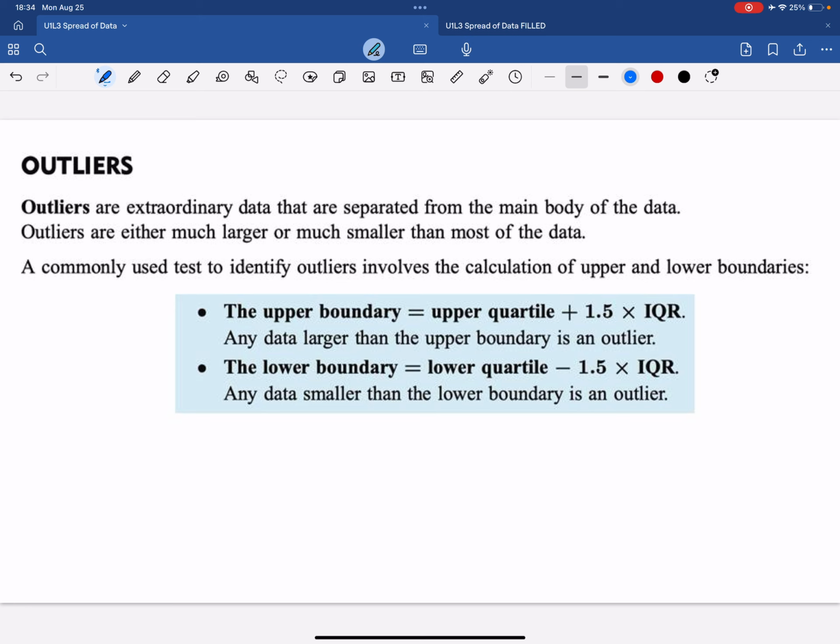All right, I'm gonna do outliers and then I'm gonna stop because we're on page 11 and I want to make another video just to break things up.